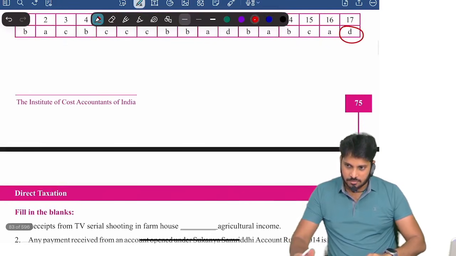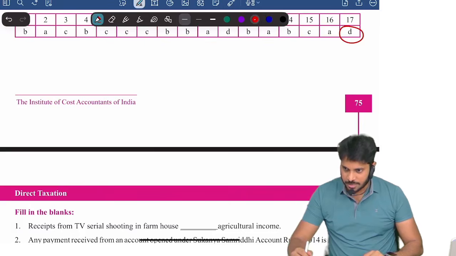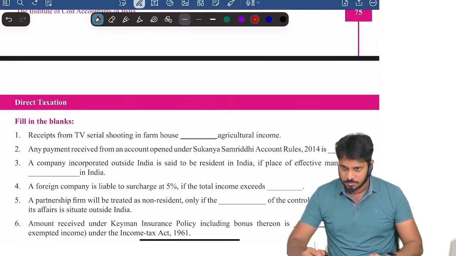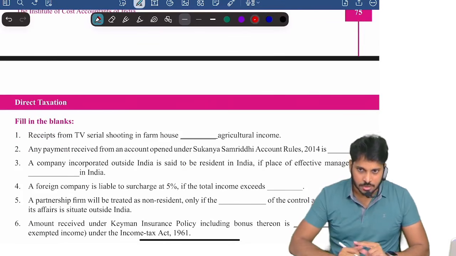I think somewhere in your book, some 1 or 2 pages difference will be there. Okay, maybe this is a new book, no? That's the reason. This is applicable for the December 25 attempt, no? For that reason. You might be using some old version. Until now, clear?